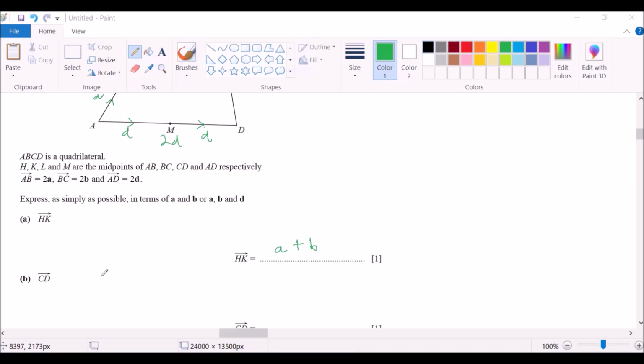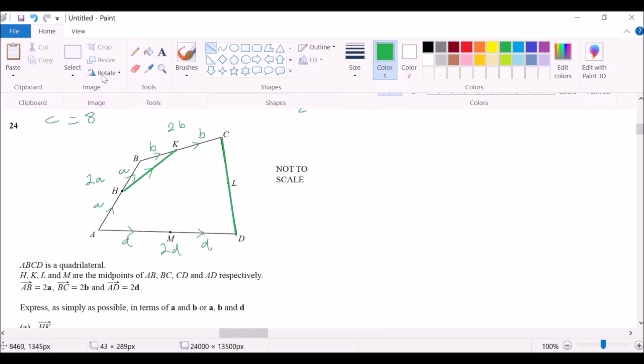Let's go to B. CD. CD is this vector here, C to D. So we can take this route from C to B, plus BA, plus AD. From C to B, it's going against 2b, so it's minus 2b. B to A, it's going against AB, or against 2a, so it's minus 2a. Then AD is in line with 2d, so plus 2d. So that is our answer.